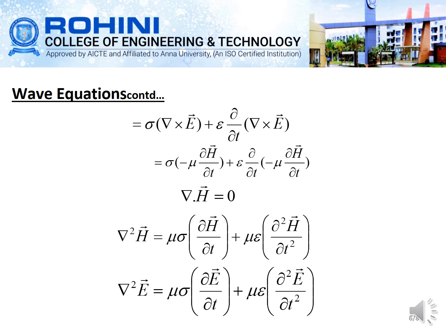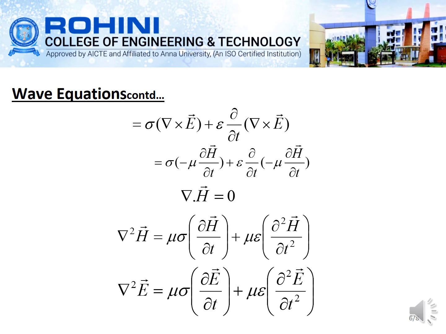Applying the components in the same manner, we get sigma into del cross E vector plus sigma into epsilon into dou by dou T of del cross E vector. Substituting the value of del cross E vector in the above equation, we get sigma into minus mu of dou H vector divided by dou T plus epsilon into dou by dou T of minus mu into dou H vector by dou T.